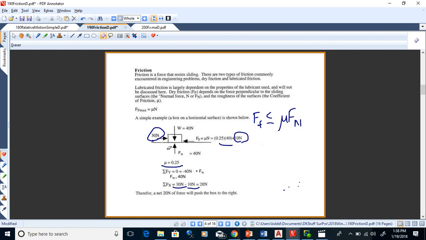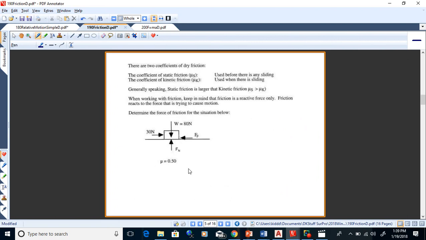Now, a couple of things on this. There's actually two different coefficients of friction: kinetic and static. Static friction is what it takes to get something moving. Kinetic friction is what is required to keep it moving. Generally speaking, it's harder to get something moving, to break it loose, than it is to keep it moving. So the coefficient of static friction is generally greater than the coefficient of kinetic friction. Okay. And the other thing here is that friction is a reactive force only. It just reacts to the force that is trying to cause motion.